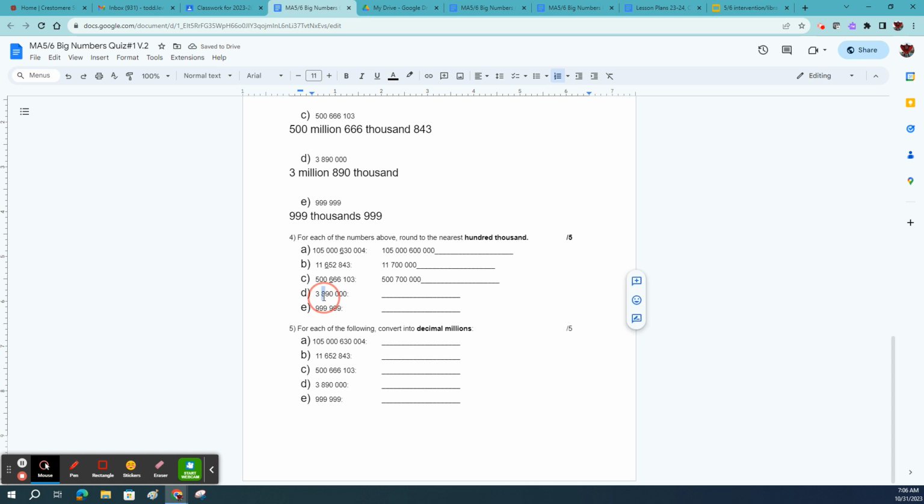My 100,000. Underline it. Yep, that's 5 or greater. So my 100,000 is going to round up. 8 rounds up to 9. Everything else turns into zeros.